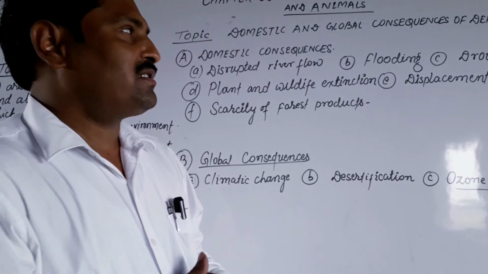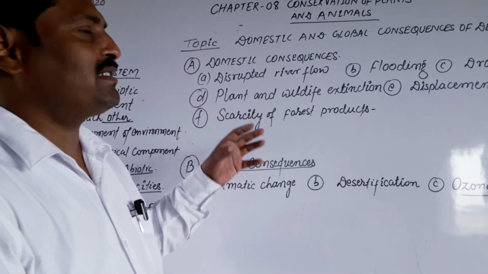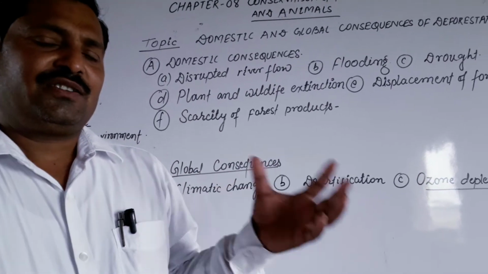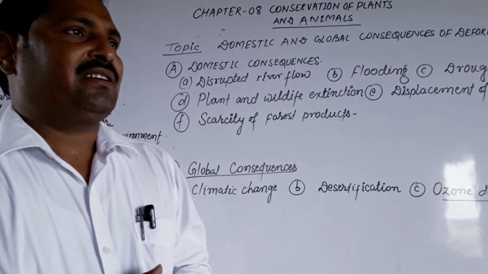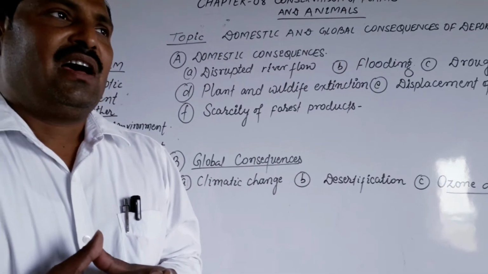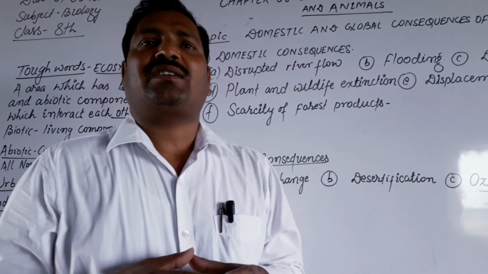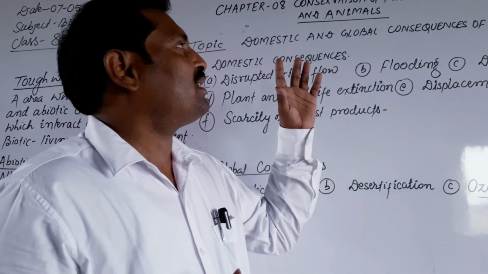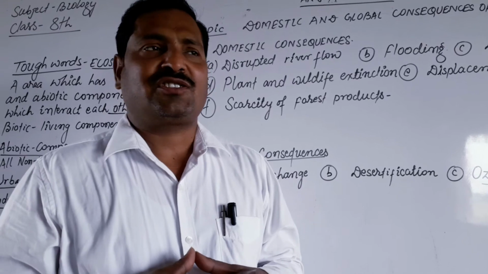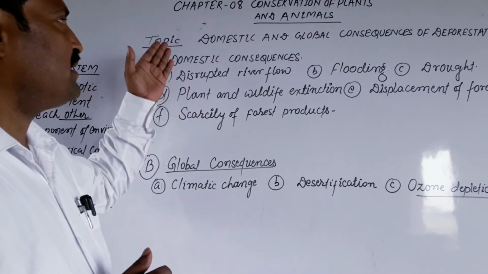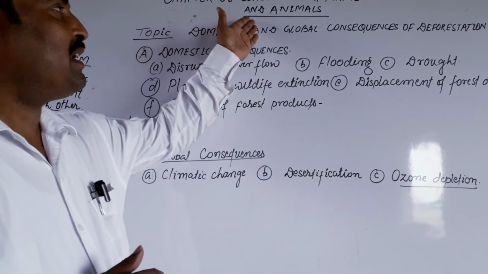So dear students, the conservation of plants and animals has been a global concern of the world. All the countries of the world are meeting at one place to discuss how to conserve the forest, and they are also putting forward the different consequences of deforestation or the disruption of the plants and animals ecosystem. So there are two aspects of the disruption of the plants and animals.